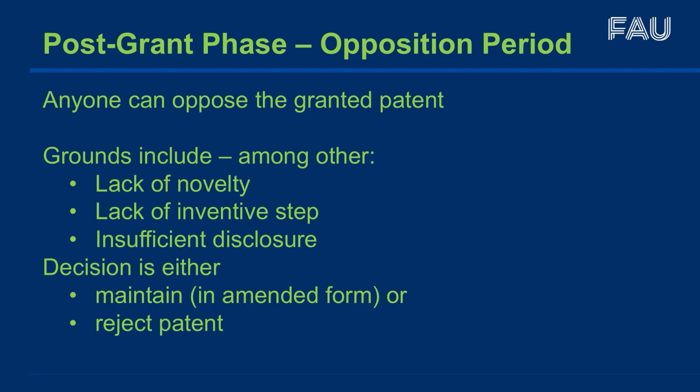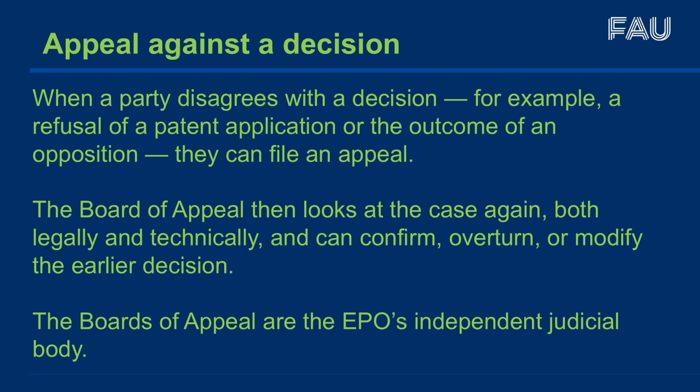When a party disagrees with a decision, for example, a refusal of a patent application or the outcome of an opposition, they can file an appeal. The Board of Appeal then looks at the case again, both legally and technically, and can confirm, overturn, or modify the earlier decision. The Boards of Appeal are the EPO's independent judicial body.